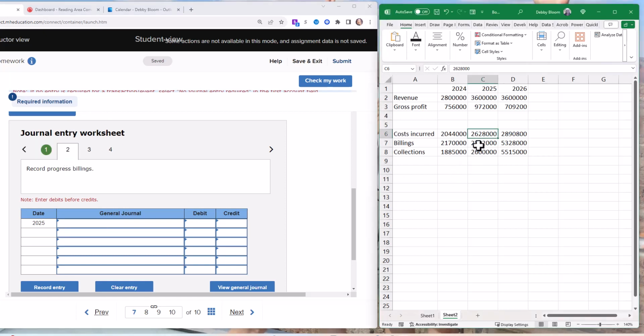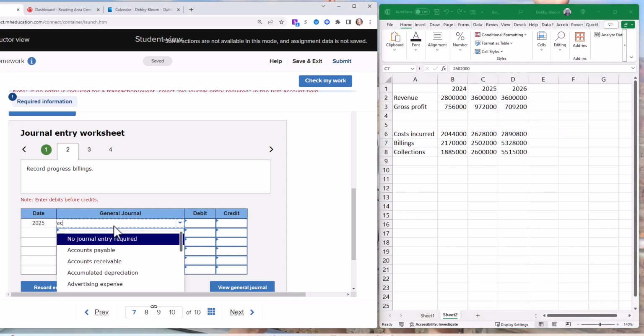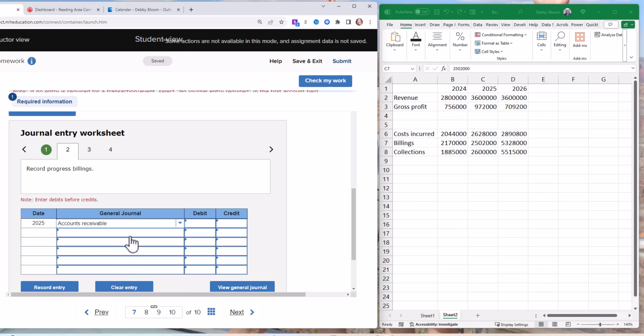Progress billings, $2,502,000. So we just debit accounts receivable and credit the billings. This amount is $2,502,000. Number 3 is going to be the cash collections. So we debit cash, not the cash, materials, etc., just cash, and credit accounts receivable for the amount of the collections, $2,600,000. Remember, we're in 2025 right now.